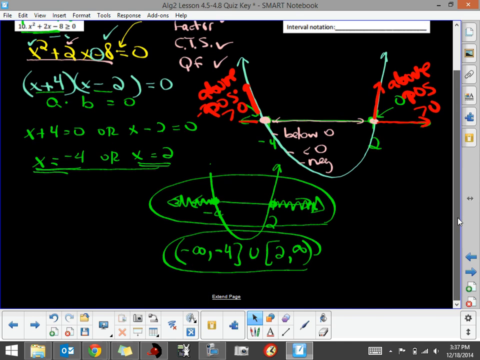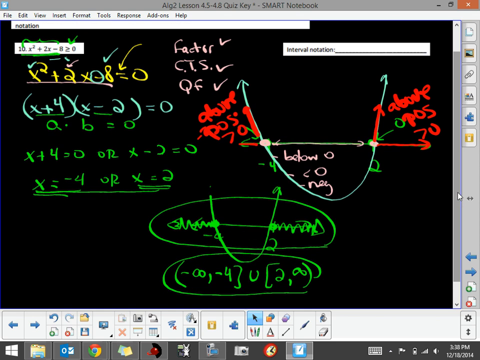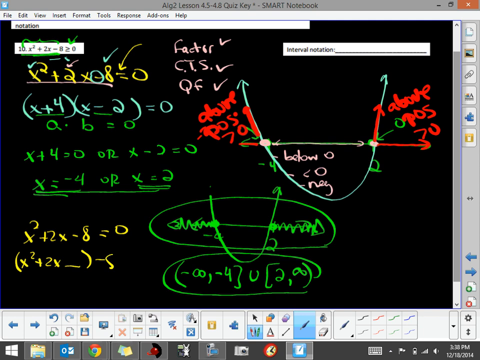Now I'm going to go just a little bit longer on this video because I'm going to show you that I could have solved this rather than factoring. I could have solved it by completing the square. So I'm taking this exact same equation. I'm going to set it equal to 0, but I'm going to find those zeros by completing the square. So it's x squared plus 2x. Complete the square. Balance equals 0. Half of 2 is 1. 1 squared is 1. So I add 1.